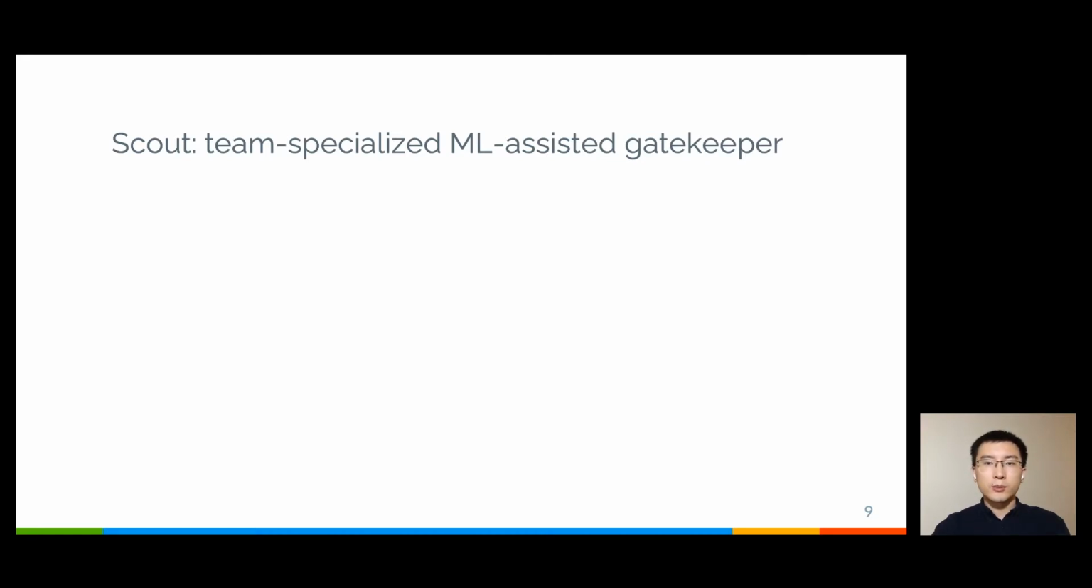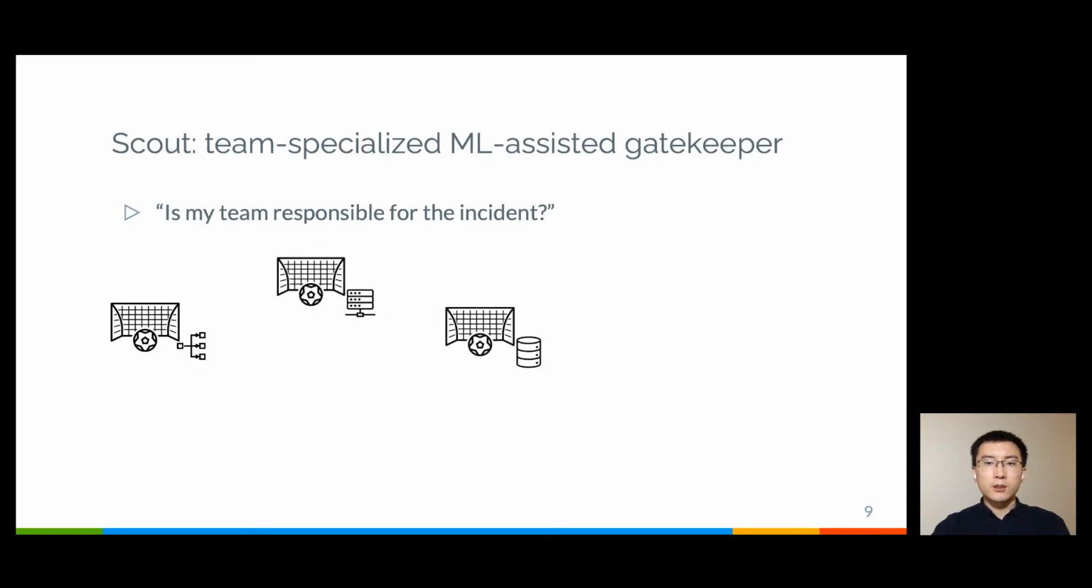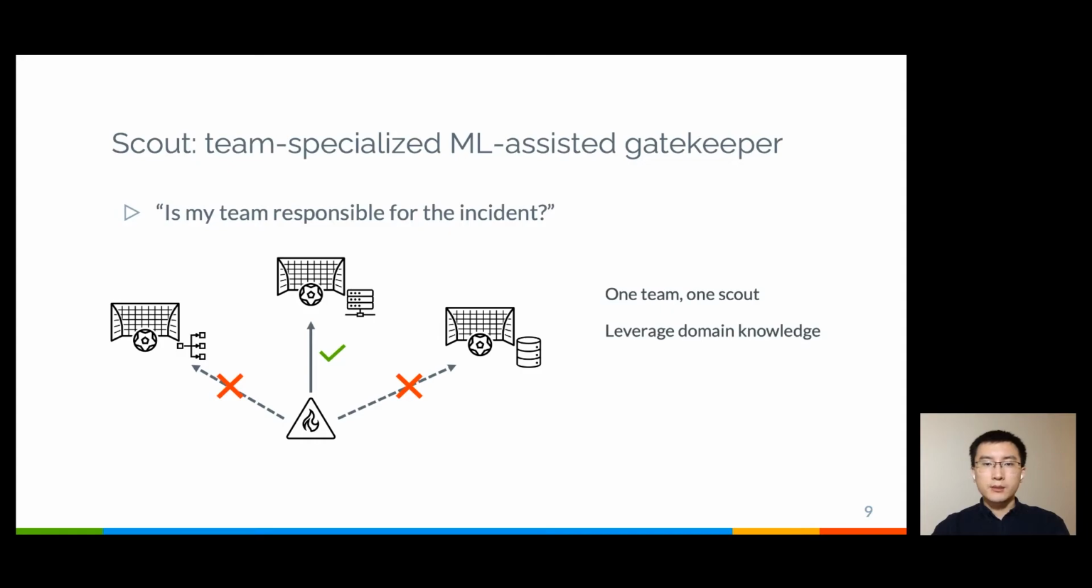Instead of sitting at a global position, the per-team Scout simply answers the question: is my team responsible for the incident? So when an incident is created, the Scout can run local checks and intercept or reject the incident based on the result. This design has 3 advantages. Firstly, each team only needs to maintain 1 Scout, so this solution is realistic and applicable. Secondly, our per-team Scout can easily leverage the team's domain knowledge, such as what the team's responsible components are and what monitoring systems are deployed in the data center.